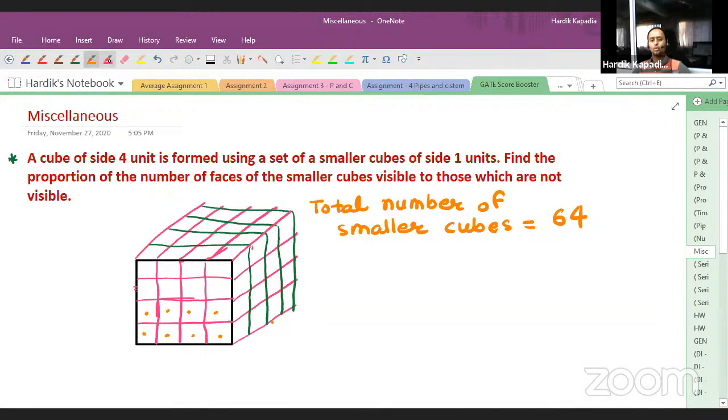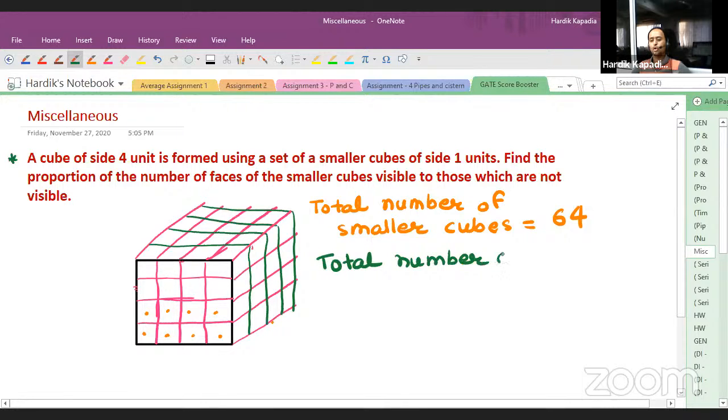Right? Now, the total number of faces of smaller cubes.